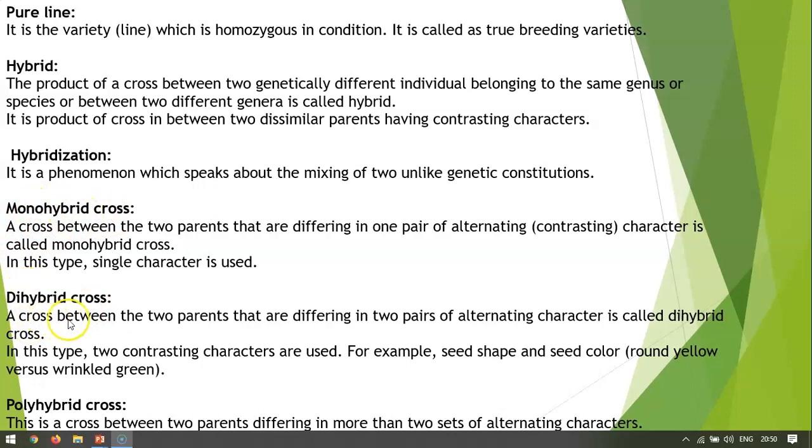A dihybrid cross is a cross between two parents that differ in two pairs of alternative characters. In this type, two contrasting characters are used. For example, seed shape and seed color, so you have yellow round versus green wrinkled. A polyhybrid cross is a cross between two parents differing in more than two sets of alternative characters.